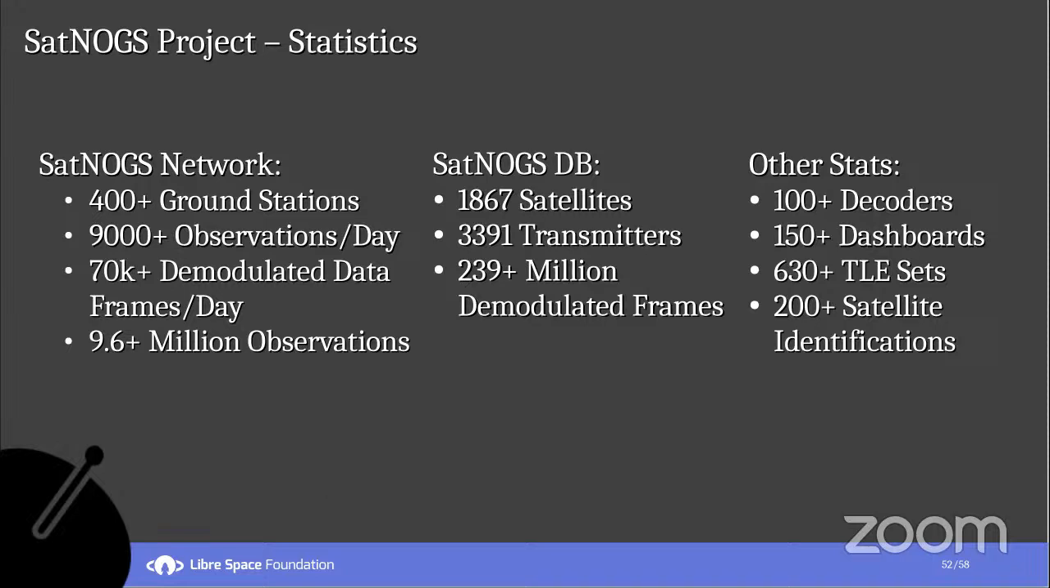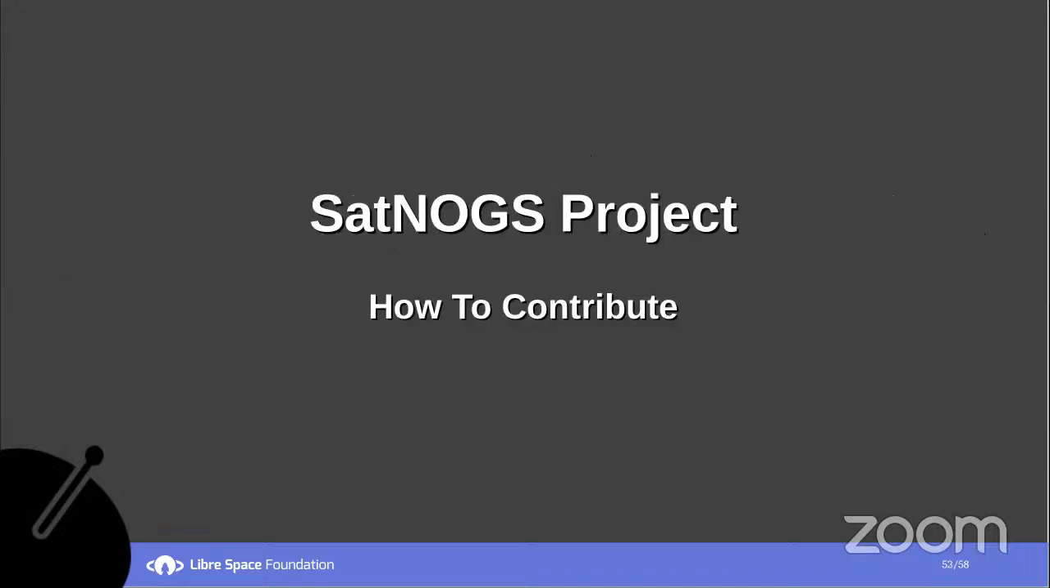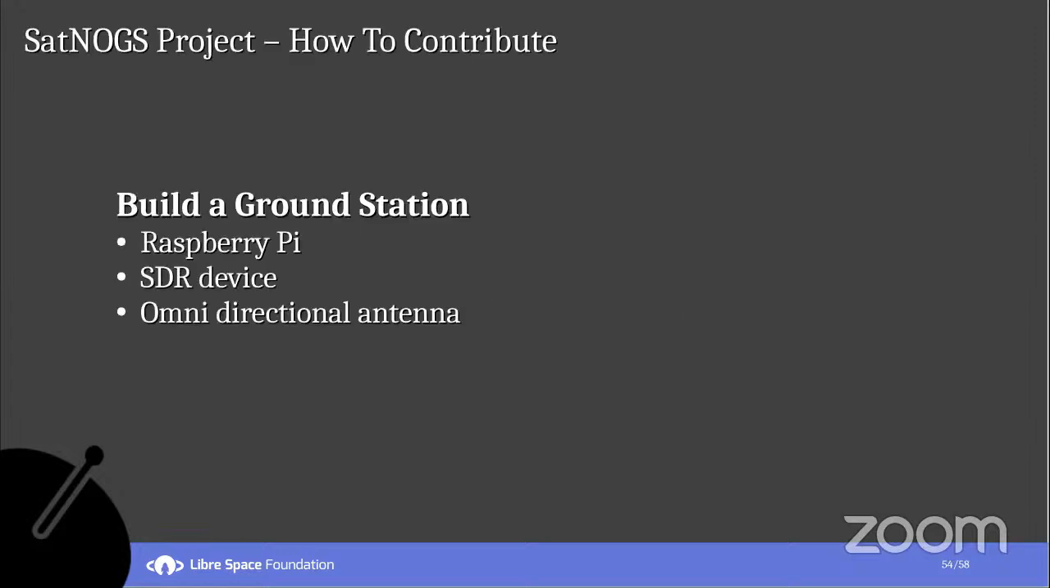And with this, let's see how someone can contribute to this project. So one way is to just build a single station. All that it needs is a Raspberry Pi, a software-defined radio (SDR) device, and just an omnidirectional antenna. And with this setup, you can start and then build on it.